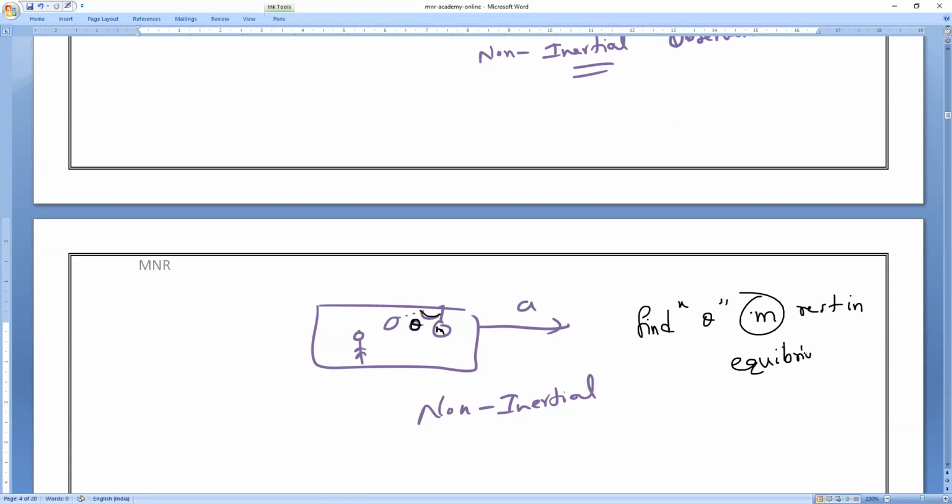Equilibrium means you all know the position. It will come to the back. So at this point, what is the theta it is making to attain the equilibrium position? So this is the equilibrium position, and that is what they are asking.